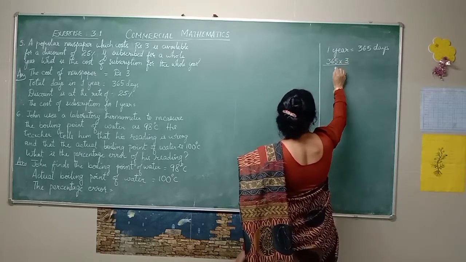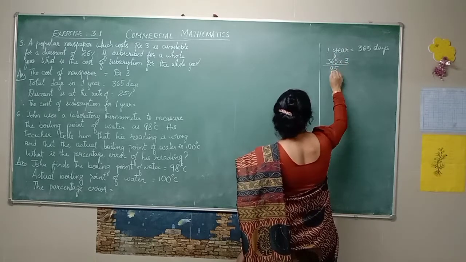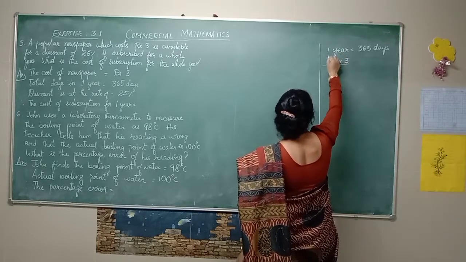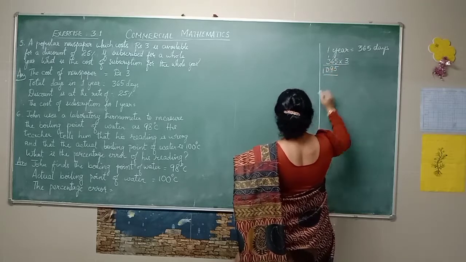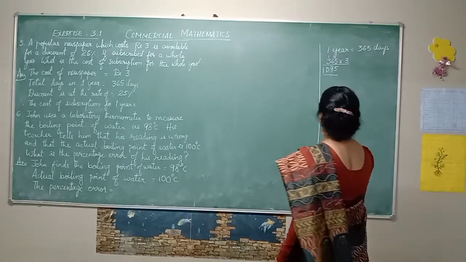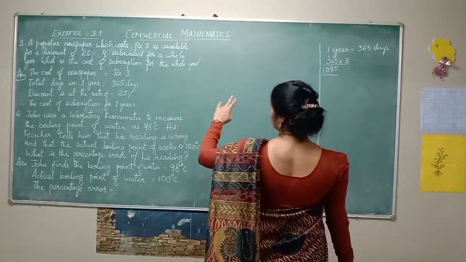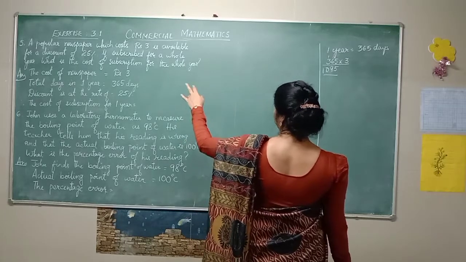So 3 5s are 15, carry 1. 3 6s are 18 plus 1, 19. Carry 1. 3 3s are 9 and 1, 10. So how much will come? The actual rate will be 1095. But if you are subscribing for the whole year, what will be there?